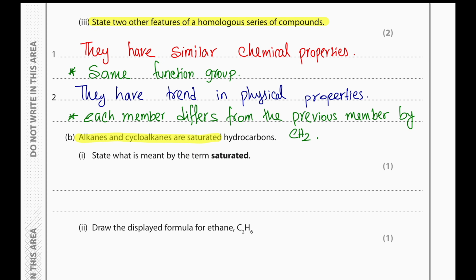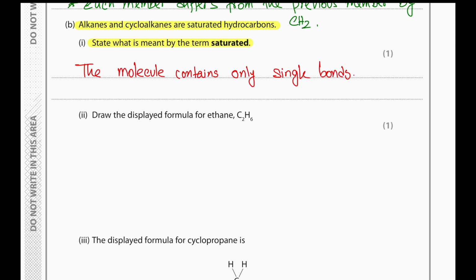Alkanes and cycloalkanes are saturated hydrocarbons. State what is meant by the term saturated. The term saturated mainly refers to the carbon-carbon bonds containing only single bonds. Draw the displayed formula of ethane, C2H6. So when asked, we will draw the C-C single bond first because it's ethane. Then the remaining bonds are going to be between carbon and hydrogen. Each carbon must have 4 bonds.